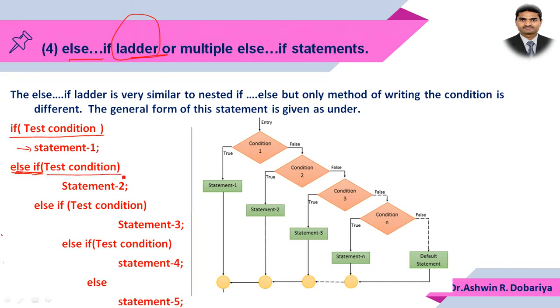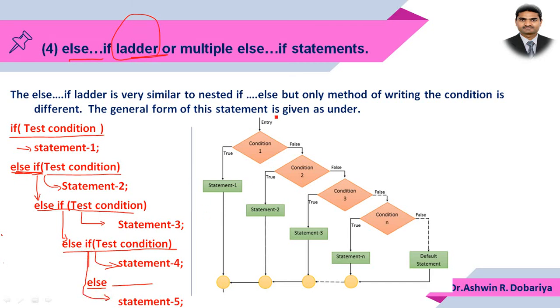Again it will check the condition. If this condition becomes true, it will evaluate statement 2. Suppose this condition becomes false, again it will move to the else part. Inside that again it will check another condition, and if the condition becomes true, it will execute the third statement. If this condition becomes false, again control moves to the else part. Again we will check another condition. If this condition becomes true, then it executes the fourth statement. And finally, suppose we don't have any other next condition, then we can directly say if this condition becomes false, then it will evaluate statement 5.